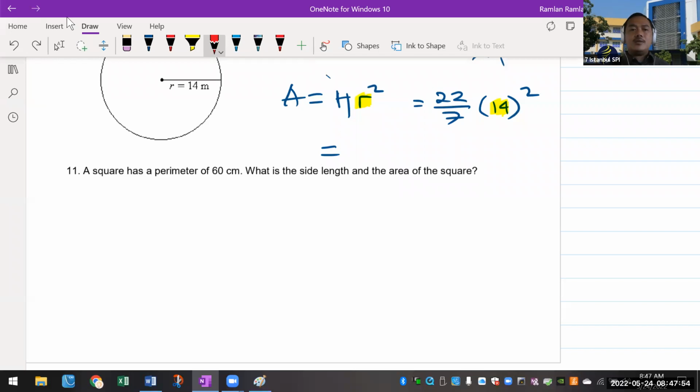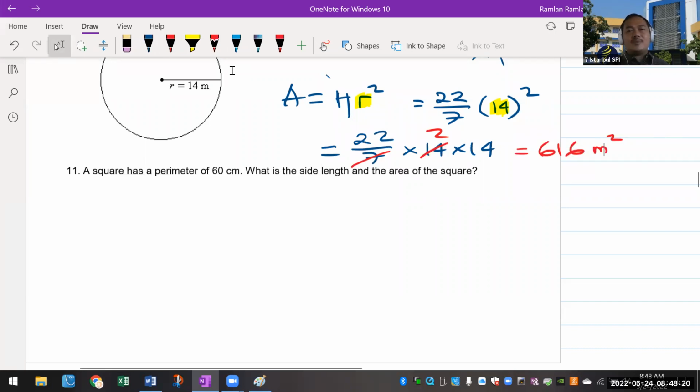So again, guys, you can just put that into the calculator. But if you decided to use manual calculation, you can actually write it down like this, right? Times 14 times 14. And then you can cancel it like this, right? 22 times 2 times 14. That will be equal to 616. Since that is in meters, that will be m square. Okay, guys, I'm just gonna stop sharing.